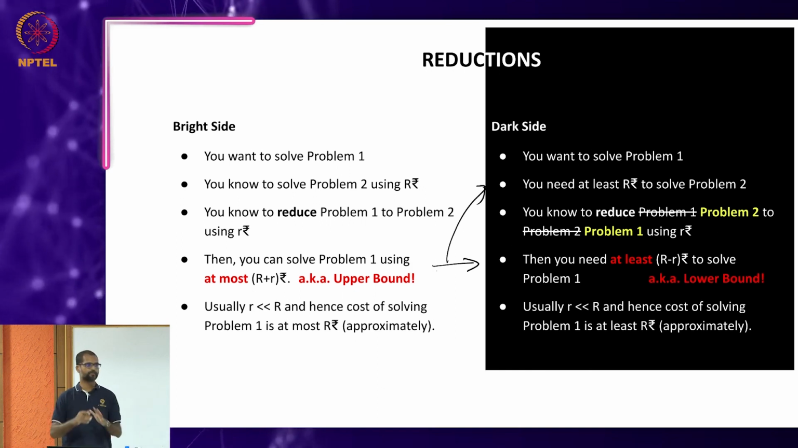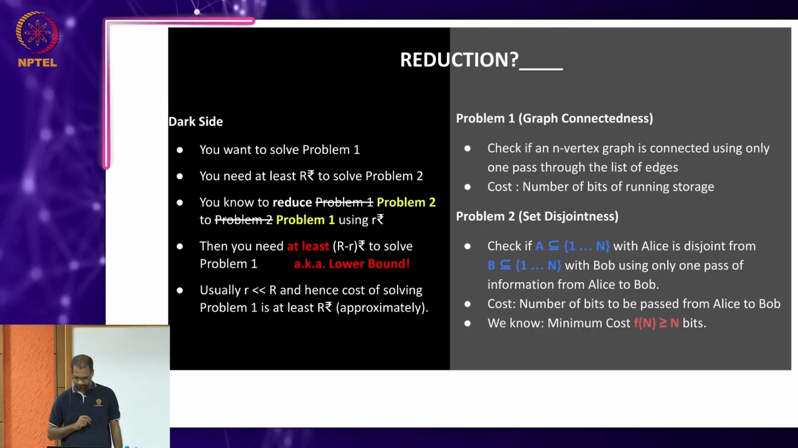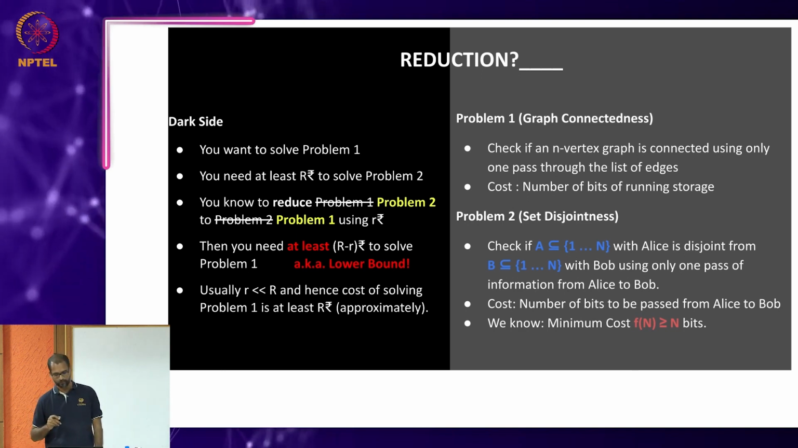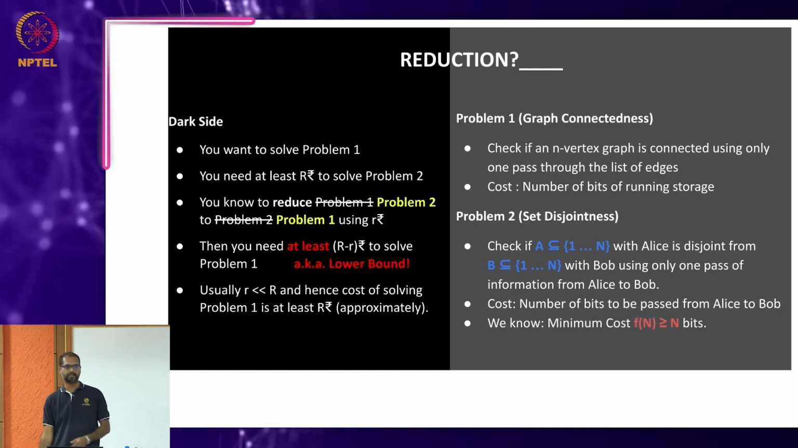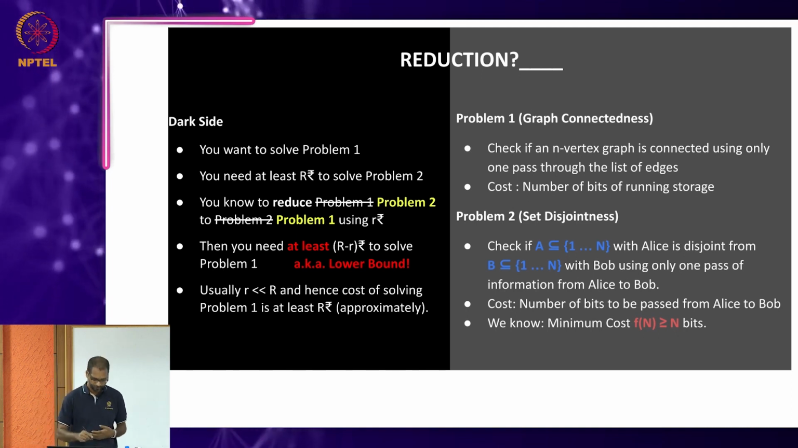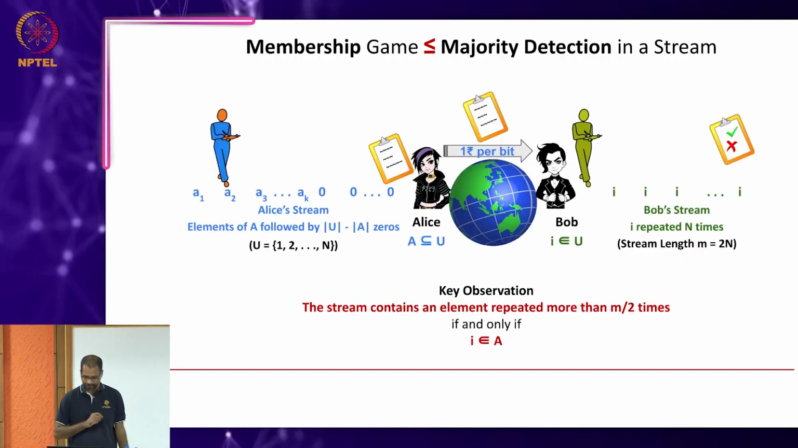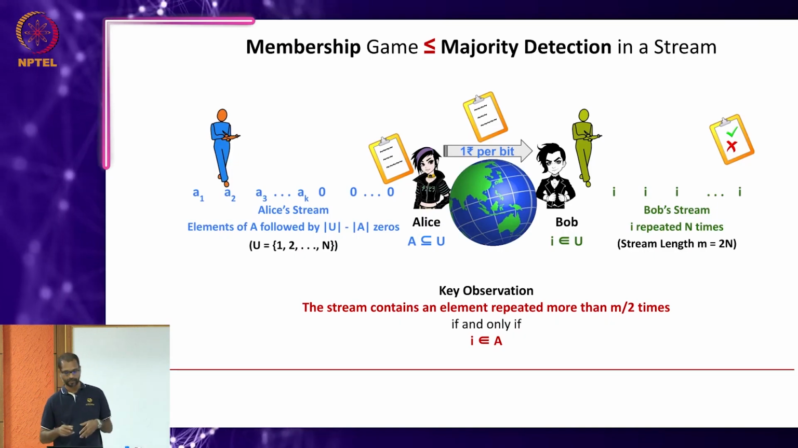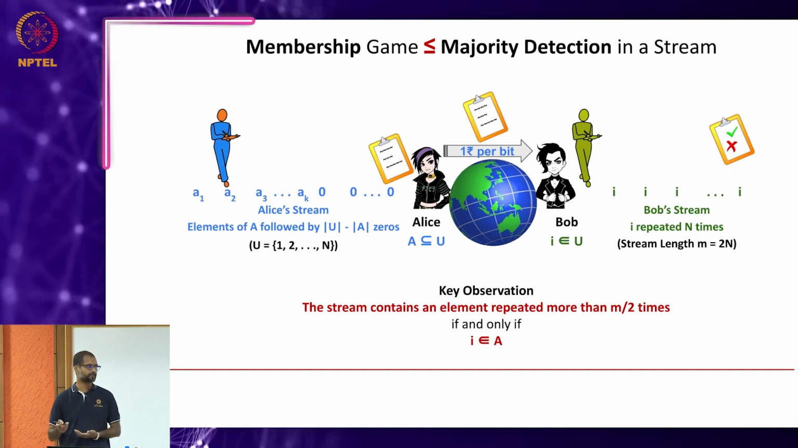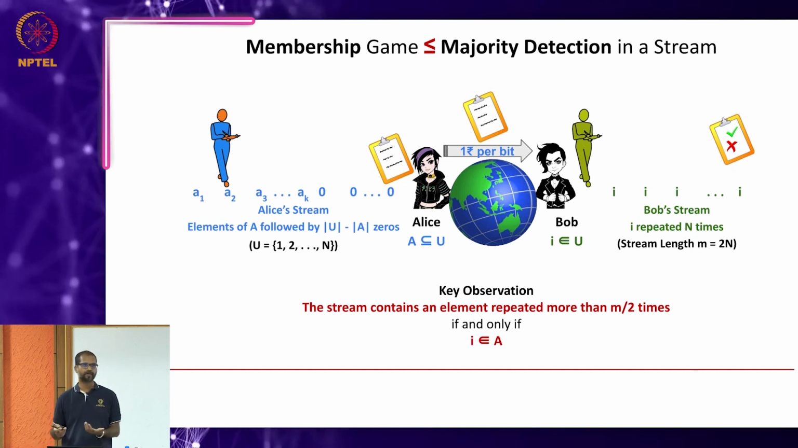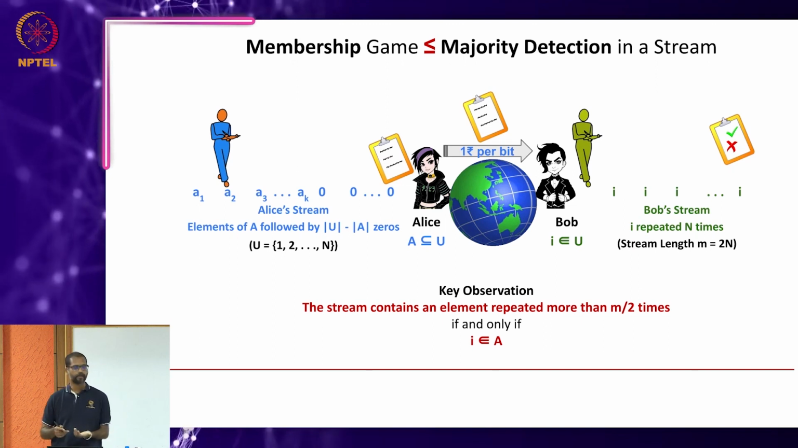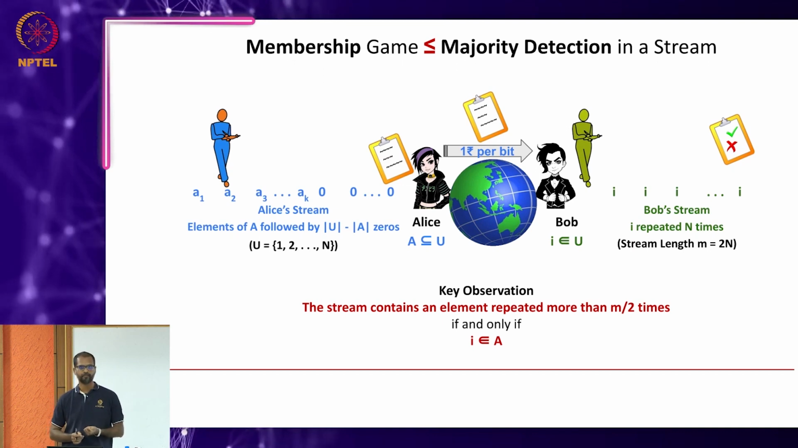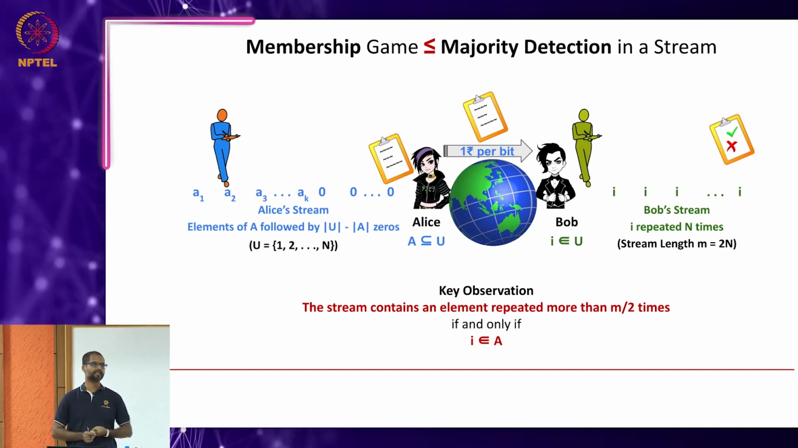So now time to patch everything up. The first half of the slide you have already seen. Now let's try to do a reduction. By the way, in the setting where you tried to help Alice and Bob solve the index game using the majority detection algorithm, in this dark side of reduction kind of argument, what you end up showing is that there is no streaming algorithm which can have a storage less than n.